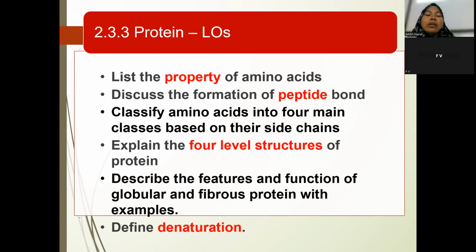Okay, right. So the LO are to list the property of amino acid. Okay, senaraikan property amino acid. Number 2, discuss the formation of peptide bond. Nama ikatan dia, peptide bond. Classify amino acid into 4 main classes based on their side chain. Right? Explain 4-level structure of protein. Describe features and function of globular and fibrous protein with example, and define denaturation. So macam biasa, ambil gambar ataupun nanti refer dekat recording and paste it dekat buku. Okay, right. So insyaAllah with the time remains, mungkin kita boleh cover sampai nombor 1, 2 dan 3. Sampai nombor 3. Okay, right.